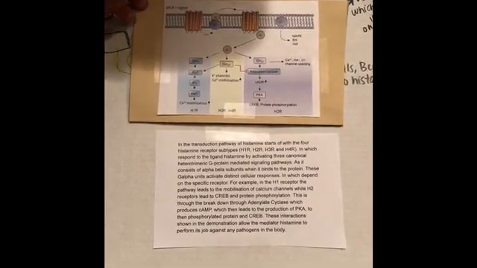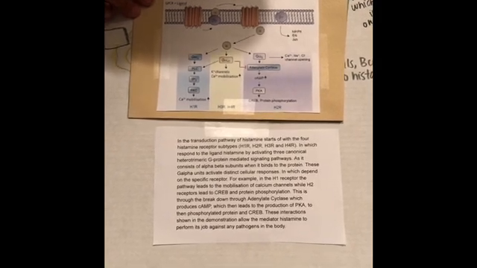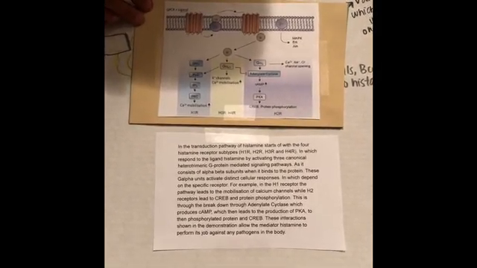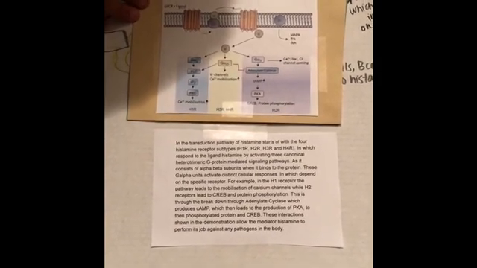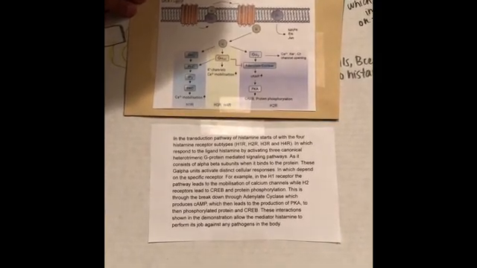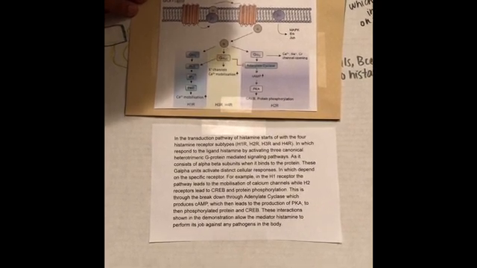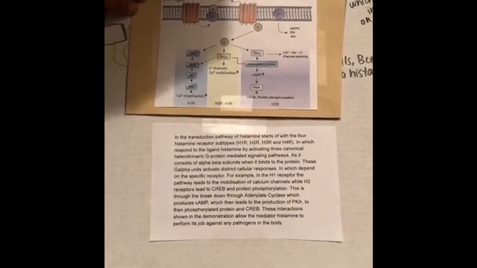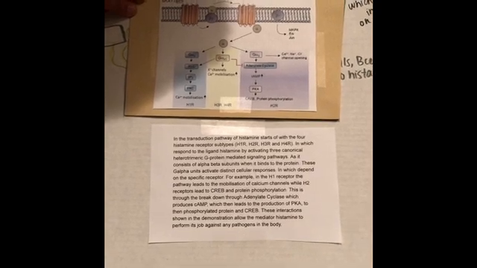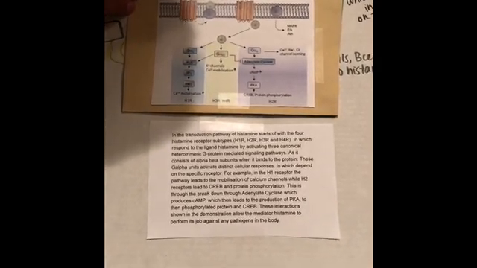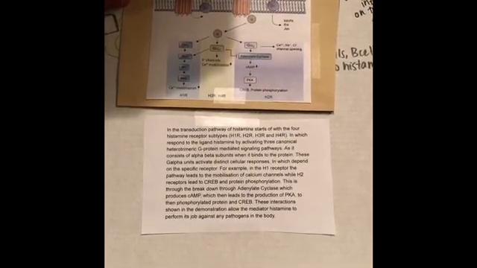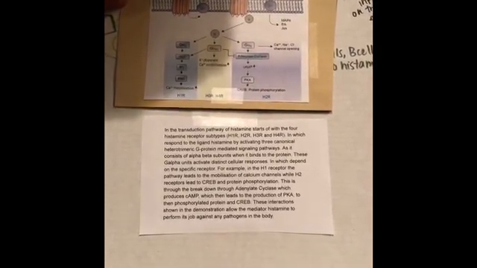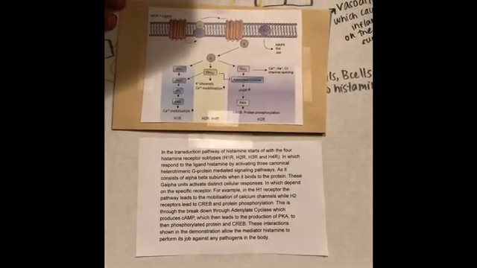For example, in H1 receptor, the pathway leads to the mobilization of calcium channels, while H2 receptors lead to Krebs and protein phosphorylation. This is through the breakdown of adenylate cyclase, which produces cAMP, which leads to the production of PKA and then phosphorylated protein and Krebs. These reactions shown in the demonstration allow the mediator histamine to perform its job against any pathogens in the body.